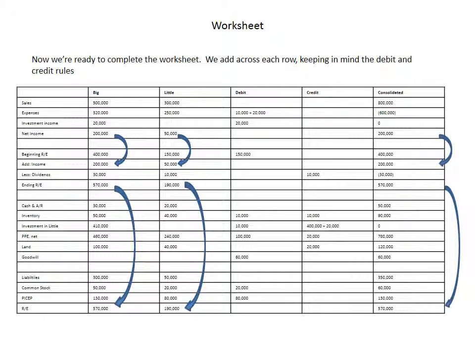Over on the credit side of the balance sheet, there were no adjustments to our liabilities, so we simply add across 300,000 plus 50,000 is 350. For our common stock and paid-in capital in excess of par accounts, as always, we eliminate the subsidiary's equity accounts. We're left with the parent's equity accounts, 50,000 for common stock, 130,000 for paid-in capital in excess of par. Then lastly, retained earnings, we've already filled that in because we brought that down from the income statement.